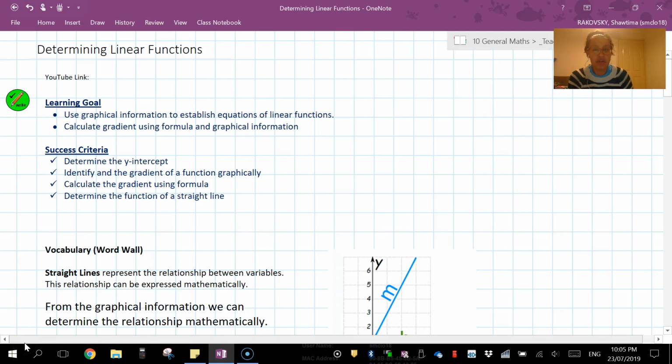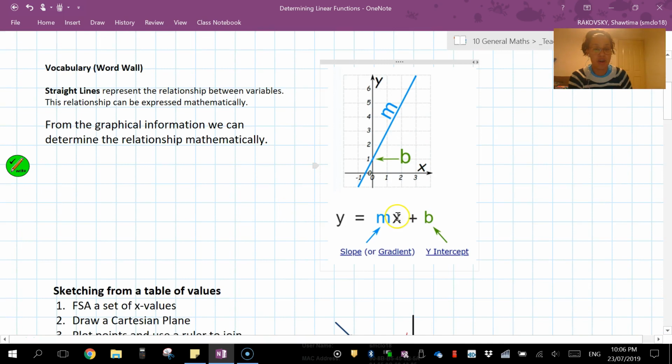Hi everyone, in this video we're looking at determining the linear function. In other videos we've looked at sketching them from the equation, if you've been given y equals mx plus c. In this one we're going to be determining it based on graphical information: here's a straight line on a graph, calculate it, or here's a whole lot of values from your graph, determine the equation for this straight line. So that's what we are looking at today.